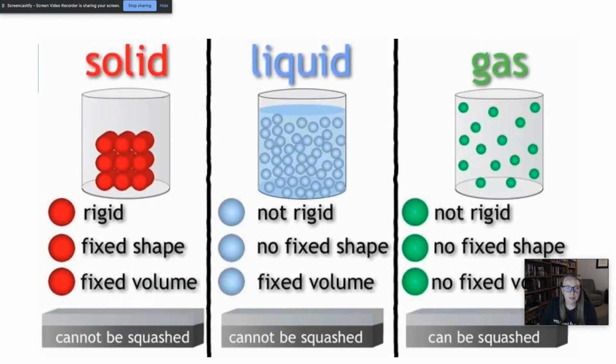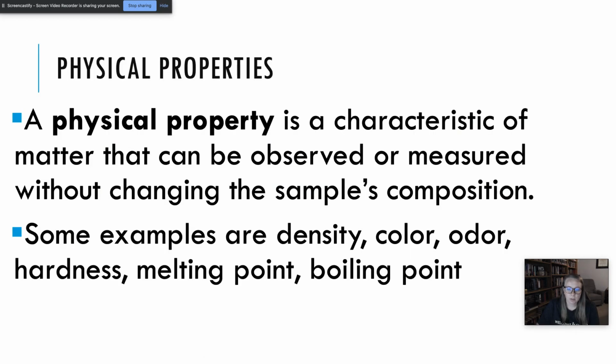All right, so here is a picture image of that. So solids are rigid, fixed shape, fixed volume. Liquids, not rigid, no fixed shape, but still fixed volume. Gas, not rigid, no fixed shape, no fixed volume.